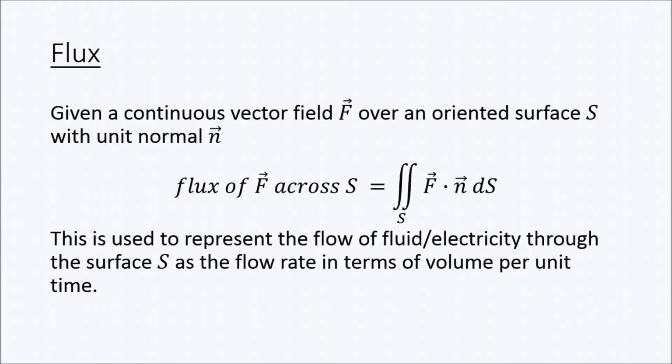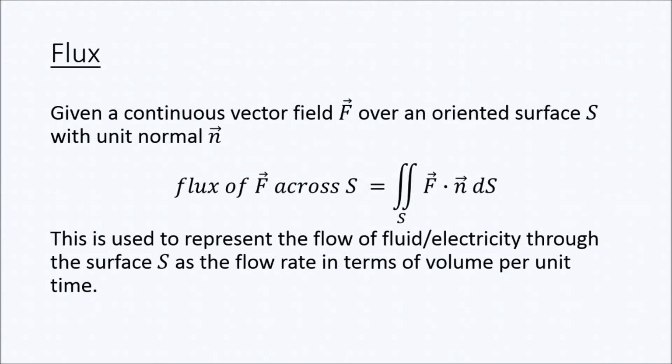Now we're ready to actually talk about flux. So given a continuous vector field F over an oriented surface S, and we found our unit normal to be the vector n, our flux is that surface integral, or that double integral of F dot n, scaled with dS, which is, again, d capital S, those tiny patches, those tiny pieces of our surface. So again, hopefully this makes sense intuitively.